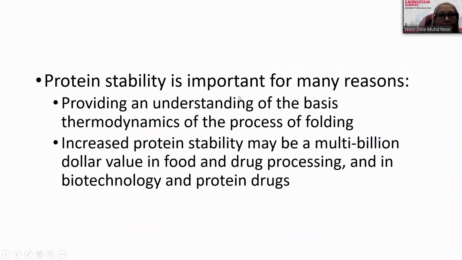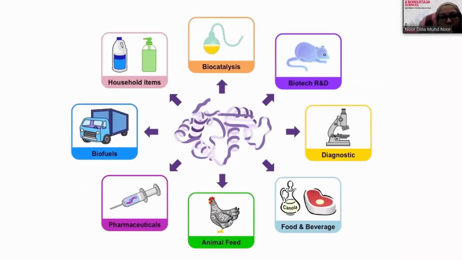Okay, so protein stability is very important for many reasons. Why do we want the protein to be stable? Of course, the first step is that it needs to fold, and then it needs to be stable. Enzymes and proteins are very important for many applications, especially enzymes, which we need for biocatalysis, to catalyze reactions and make them faster.